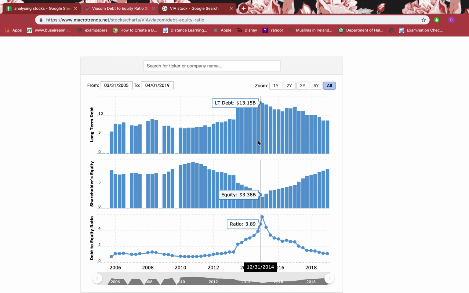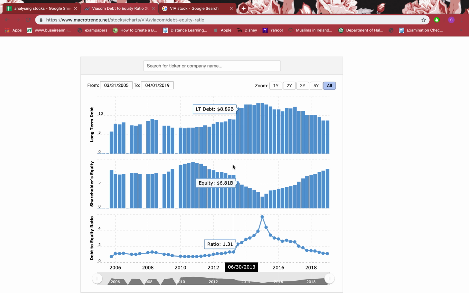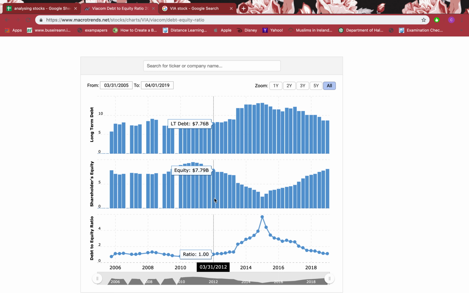And if I just see the trend, after 2012 March, since now 6 years, there has been more debt than equity, shareholders' equity. And there has been no time when the debt was less than equity. Debt has always been more than equity since 2012. So it's been nearly 7 years now. Constantly the debt has been more than equity.